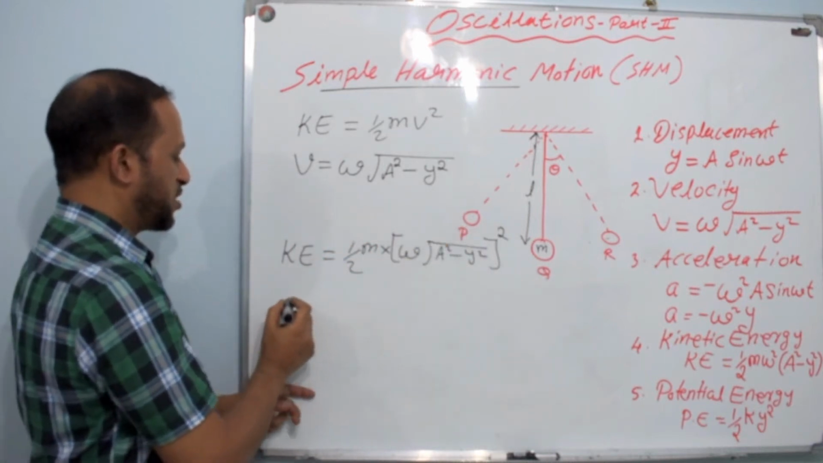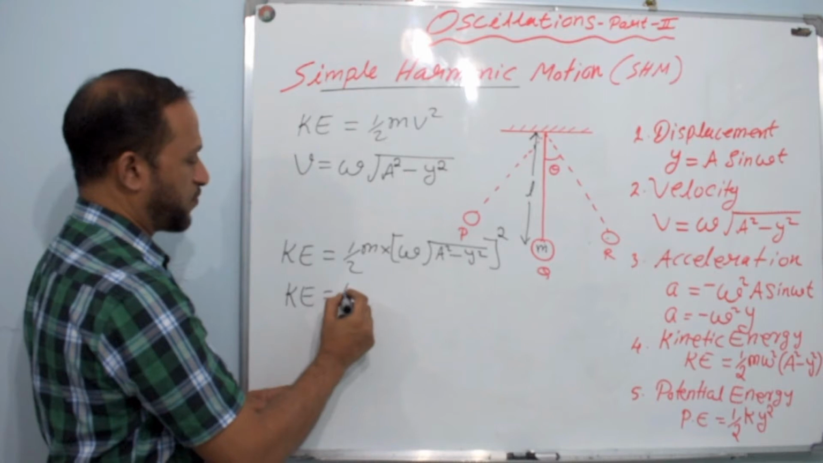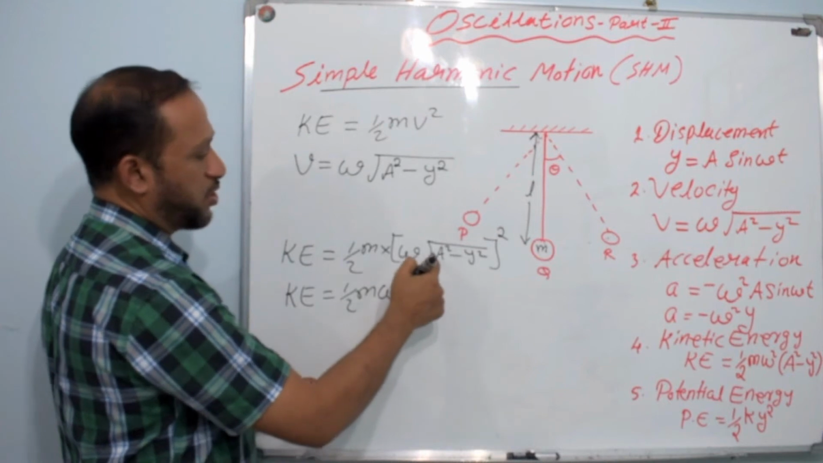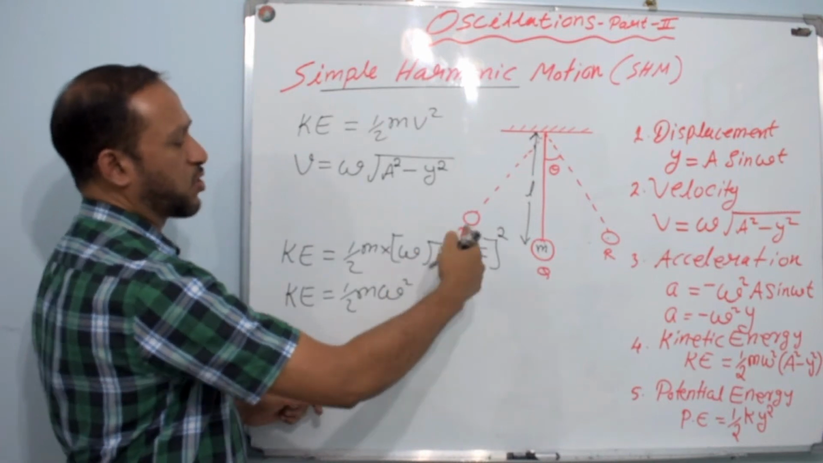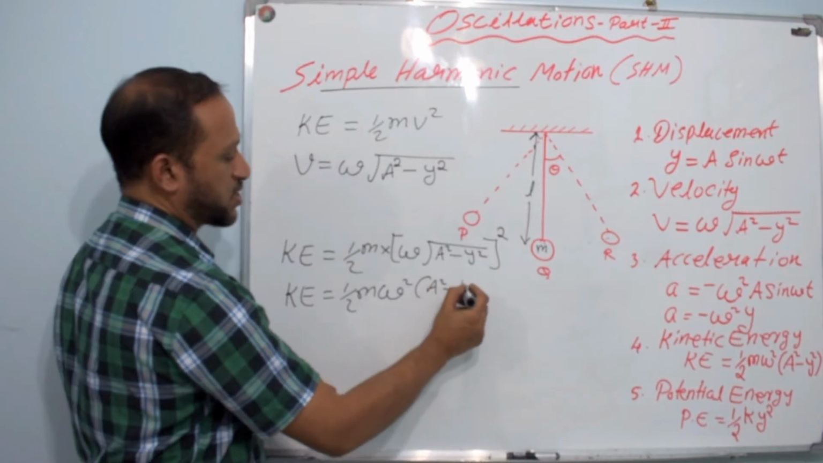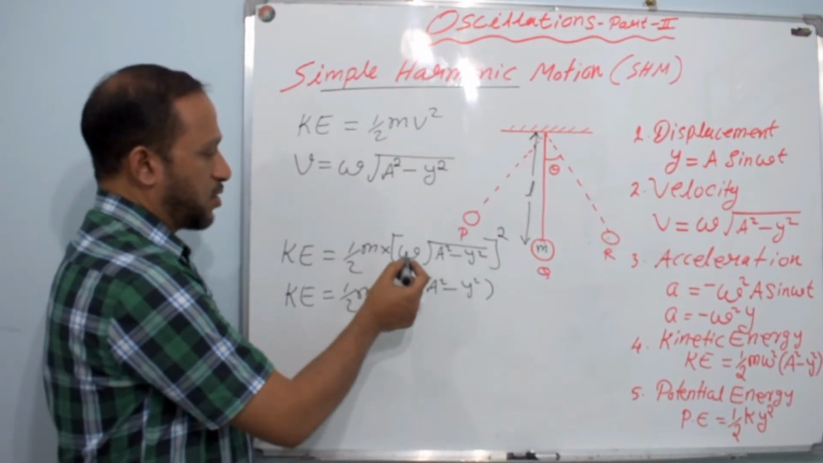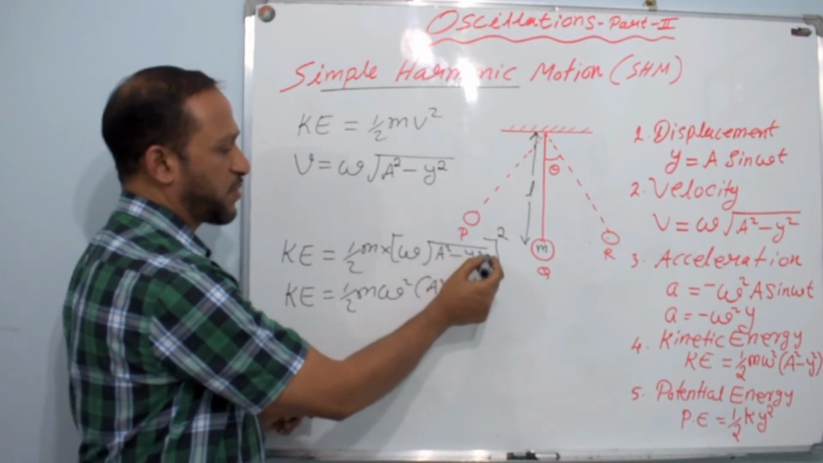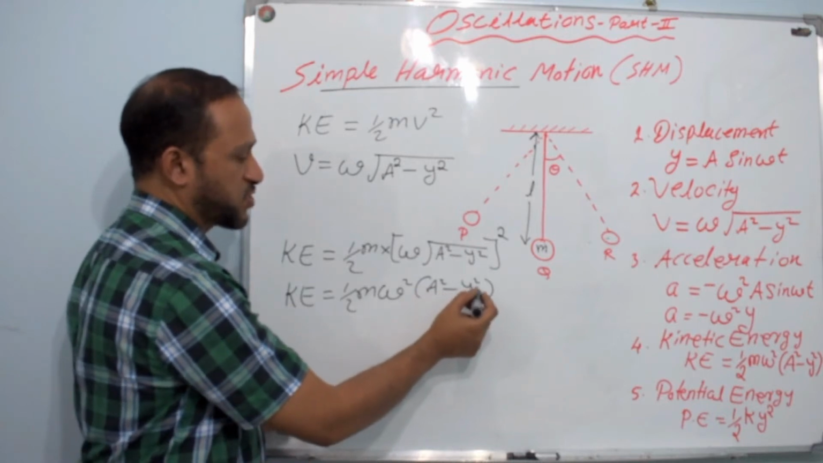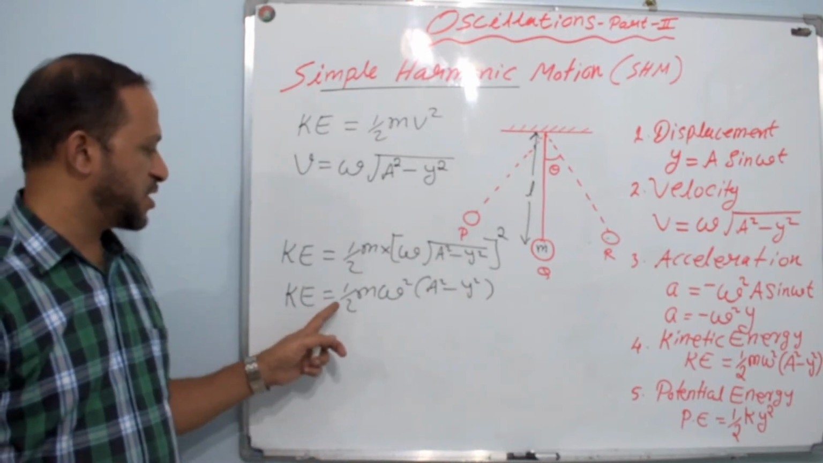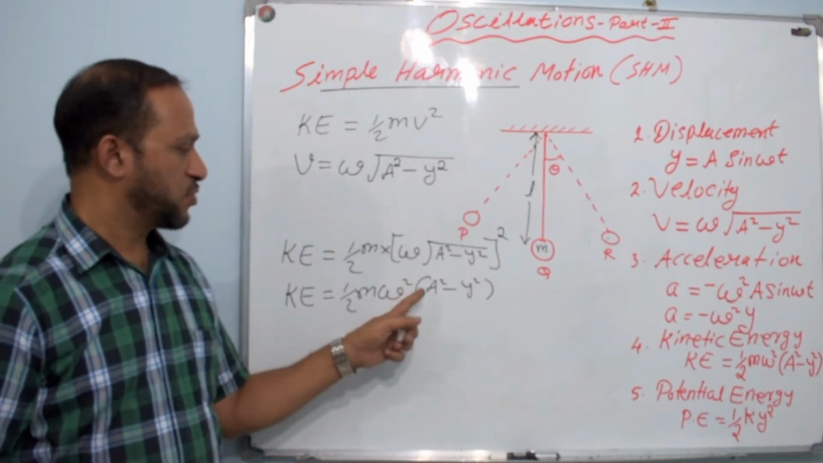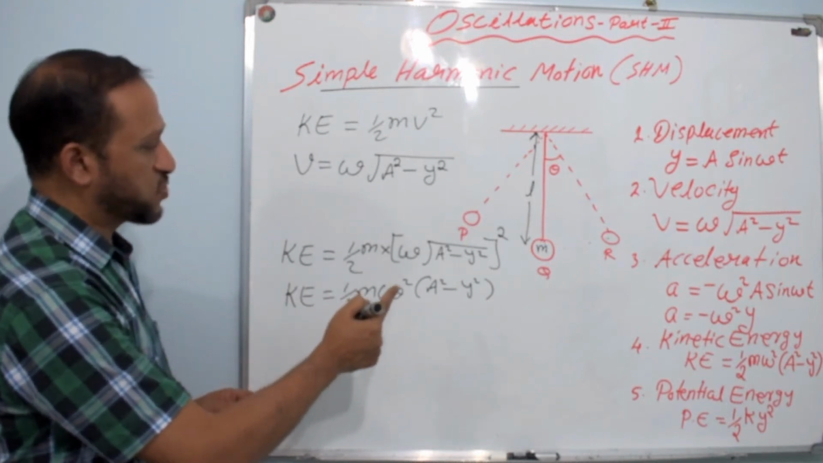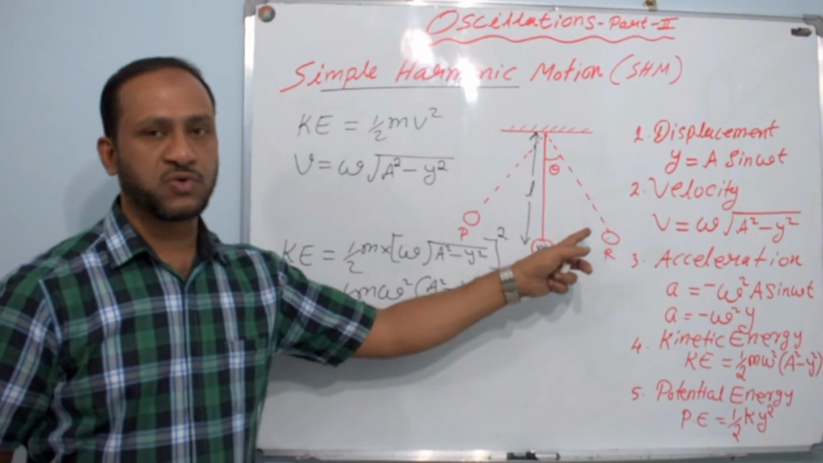When we square this, the equation becomes kinetic energy is equal to half m into omega square into a square minus y square, because the square of omega is omega square and the square of root of a square minus y square becomes a square minus y square. So the equation for kinetic energy is half m omega square into a square minus y square. This equation gives the kinetic energy of the oscillator at any instant of time during the oscillation.